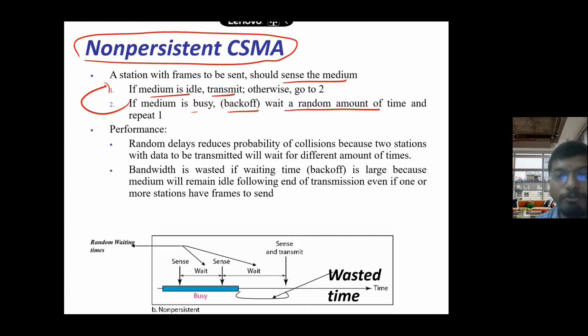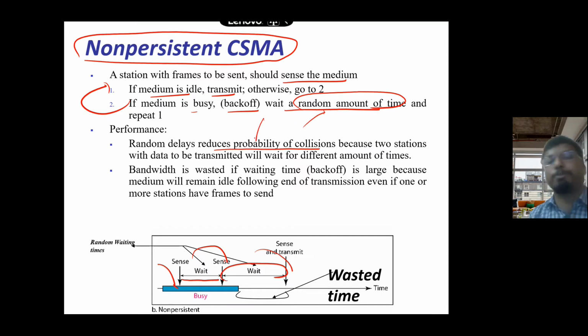So this random amount of time is going to further reduce the collision. So that is the idea here. So if the medium is busy, you back off and wait for a random amount of time and again sense the medium. If the medium is still busy, you again wait for a random amount of time and then again sense the medium. So this random delay is further going to reduce the probability of collision. Even if two or more devices are trying to capture the medium, the random amount of time followed by each of these devices will only reduce the probability of collision, unlike the one persistent.